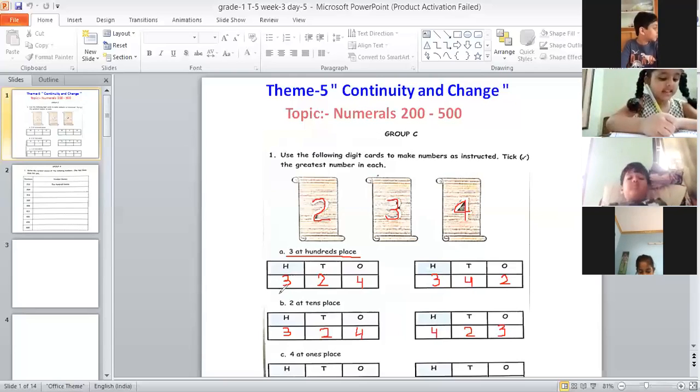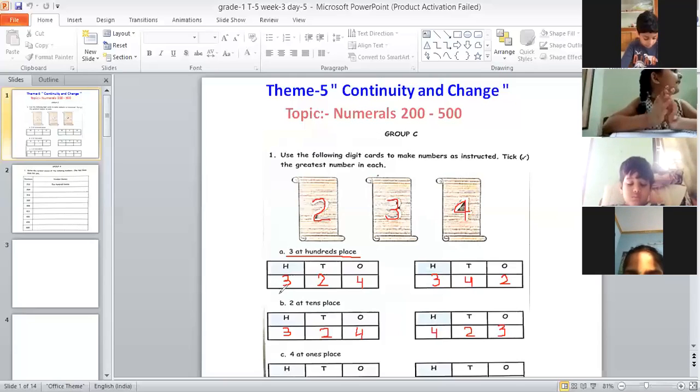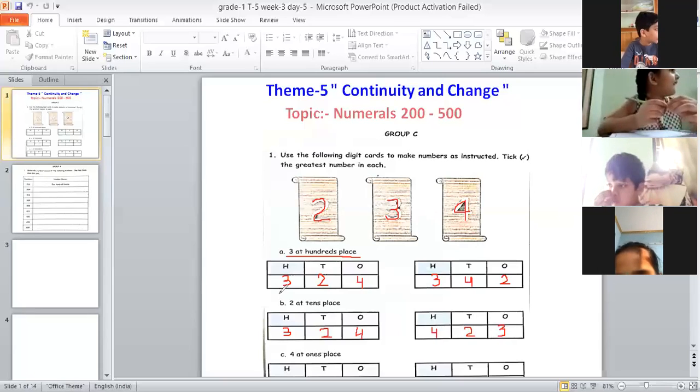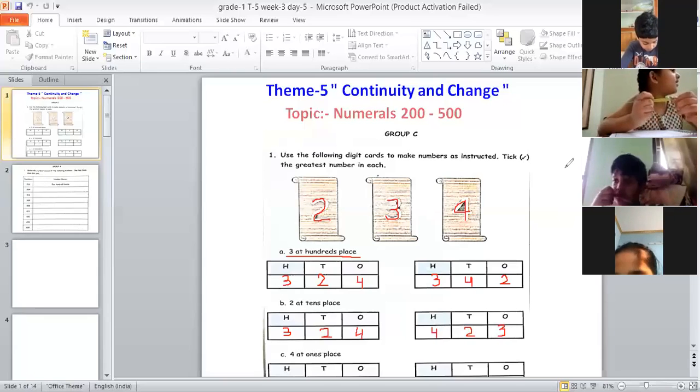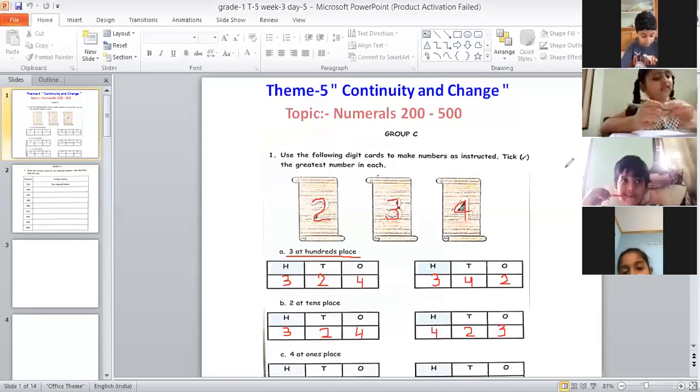And the next number is 342. How will you read 342? 342. Very good. So the next number is 342. Now children, look at your screen. I will tell you how to compare the numbers.